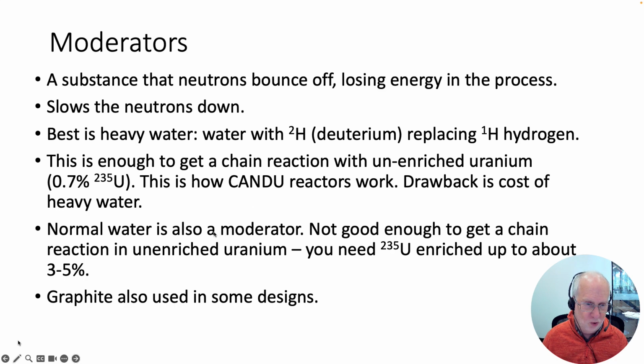But most reactors use normal water as a moderator. It's not good enough to get a chain reaction with the 0.7% uranium-235. You need to get the uranium-235 enriched up to about between 3 and 5%. So this is used by the vast majority of the commercial reactors around the world. Some reactors also use graphite, which is also a useful moderator.